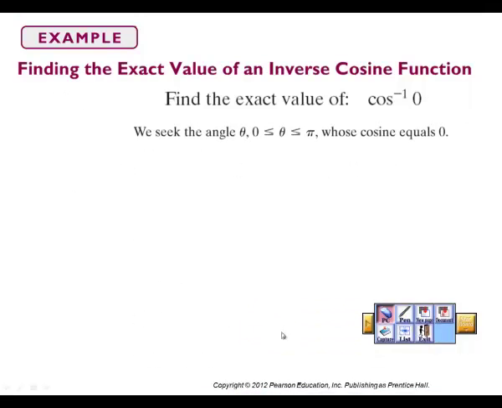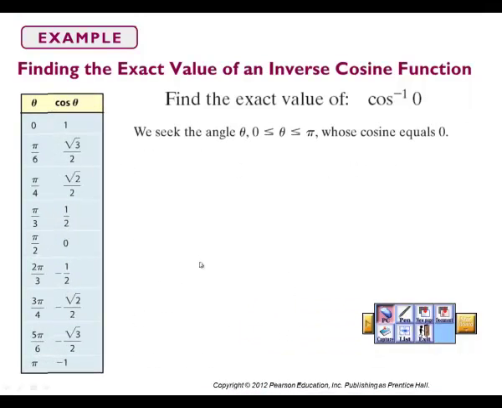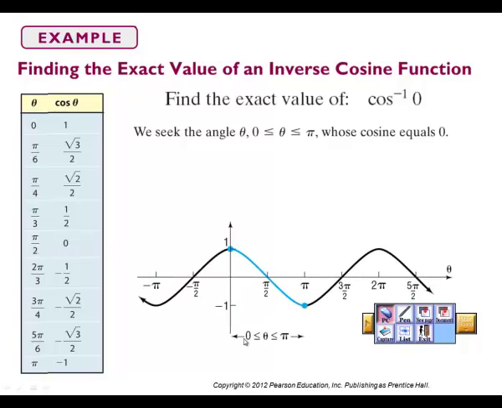Alright, and so here we have it. Cosine has a value of 0, so our angle is pi over 2. Alright, and there we go, there's our answer.